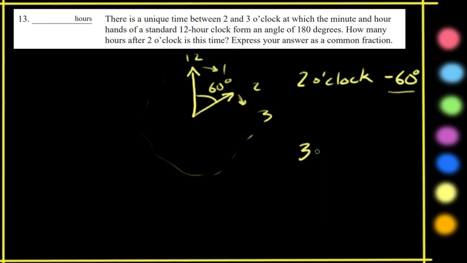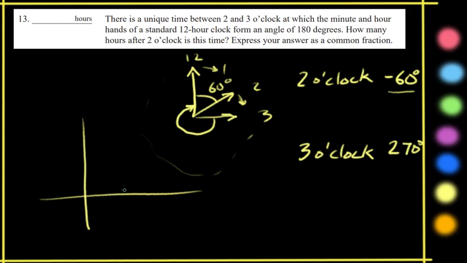At 3 o'clock, how far ahead is the minute hand going to be than the hour hand? Well, at 3 o'clock, it will have gone all the way around, but the hour hand will now be pointing at the 3. So it will be ahead by this angle, 270 degrees. So what has happened is we've got a linear function that goes from negative 60 degrees to 270 degrees within 1 hour. You could plot that.